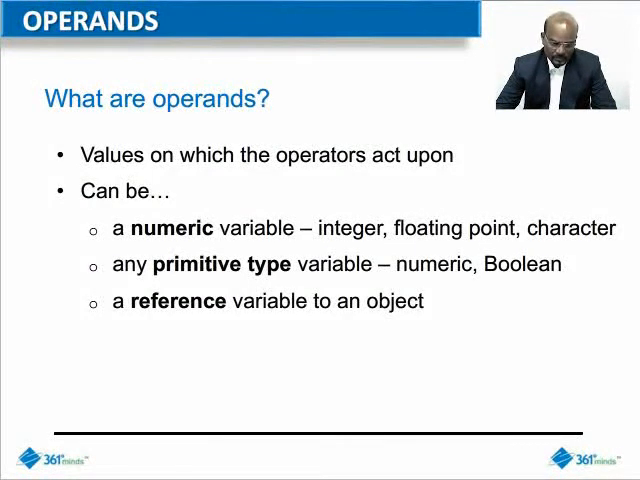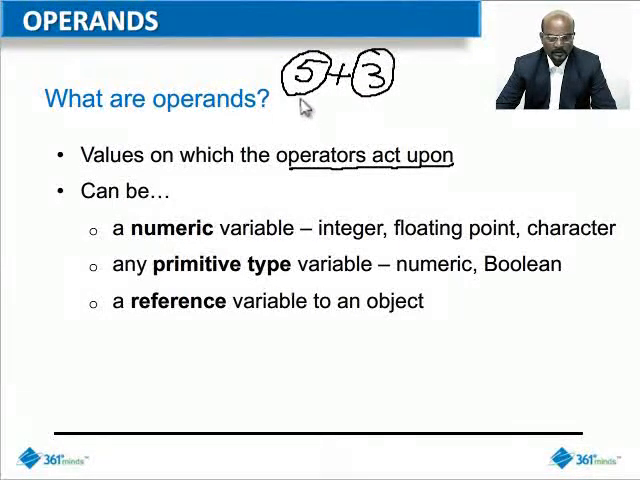And what are operands? Operands are the values on which the operators act. Say for example, you add two numbers like 5 plus 3. The plus symbol over here is the operator, and the 5 and the 3, these numbers, are called the operands. So it could be a numerical variable, like an integer or floating point or a character, or it could be any primitive type variable, maybe a numeric or a boolean, or a reference to an object. All these are called operands.